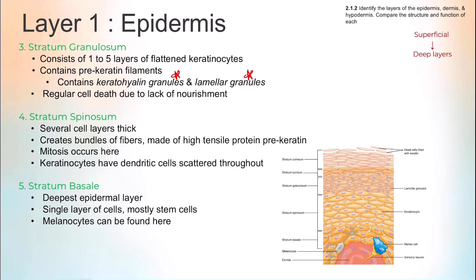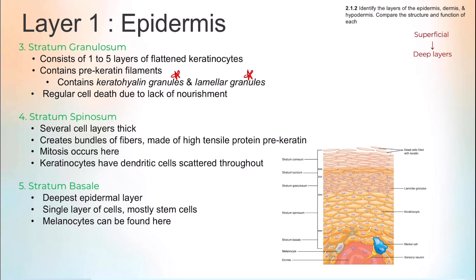Next one is going to be our stratum spinosum. This is going to be a pretty thick layer. We're going to see that these cells are going to bundle up and create almost what looks like fibers of cells. We will see that these have very high tensile strength, right? We talked about that being very tough if you pull it. And we're going to have lots of that prekeratin protein here.